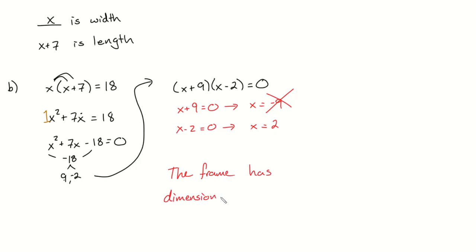And I notice that I still have this up on the board, which is awesome. X is what? 2 inches by, what's 2 plus 7? 9 inches. Boom. Does that give me an area of 18 square inches? Yeah, 2 times 9, we have it.